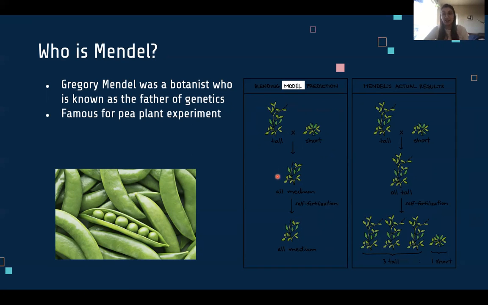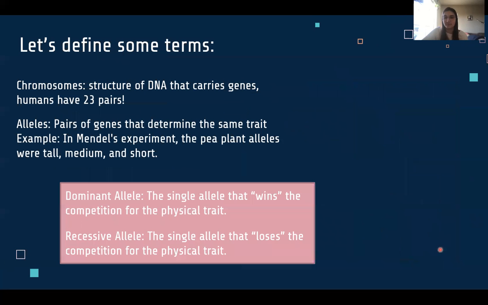Instead, what he actually found was that when he mixed a tall and a short pea plant, they did in fact make all tall. And when these all tall plants reproduced, he saw 3 tall plants and 1 short plant, which was unexpected. And we now know that this 1 short pea plant is showing something known as a recessive trait, and we're going to talk more about that.